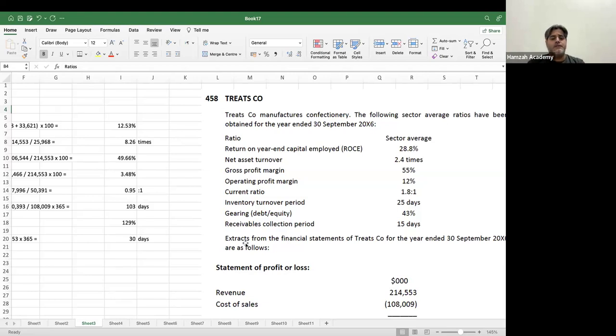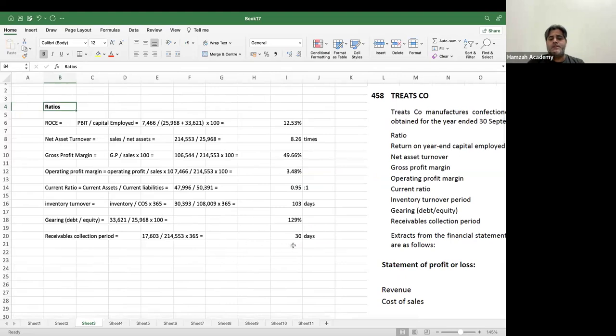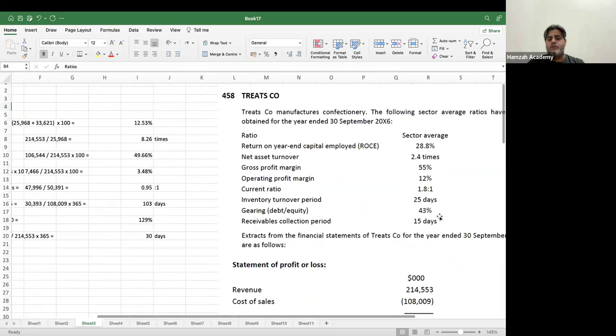Similarly, as far as the receivable collection period is concerned, we have 30 days, whereas that of the industry is 15 days as well. So technically speaking, this is twice that of the industry, and this can be because of the supermarket contracts that we have, which maybe demand a longer time period for payment compared to other customers.